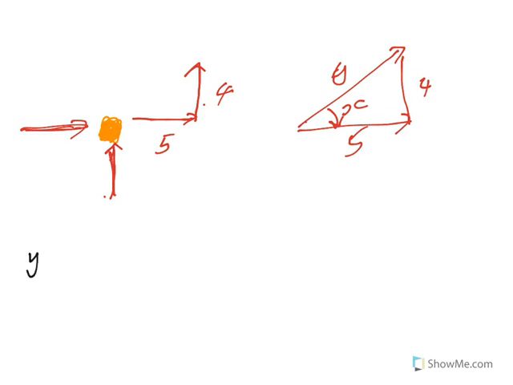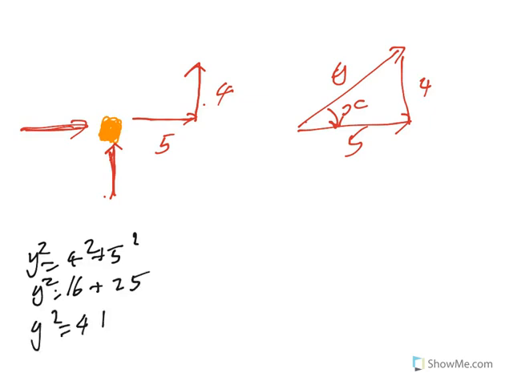All right, so to find the size of Y, again we'll use our old friend Pythagoras. And he says that y squared would be 4 squared plus 5 squared. So y squared would be 16 plus 25, so y squared would be 41. And so y, when you square root that, would be 6.4 metres.